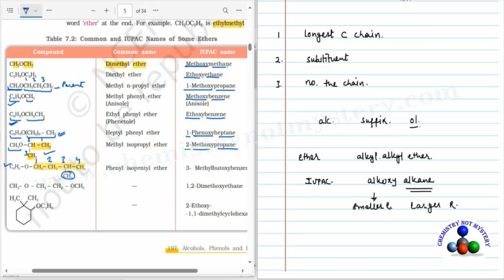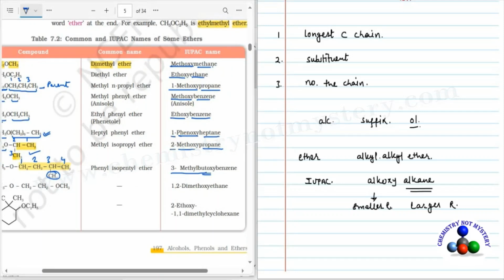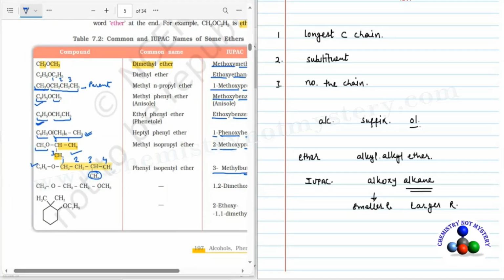So the name of this alkoxy part will be 3-methyl-butane. So this is 3-methyl-butane, but here you have to attach oxy. So here we will write 3-methyl-butoxy and the parent is benzene. So the name of this molecule will be 3-methyl-butoxy benzene.